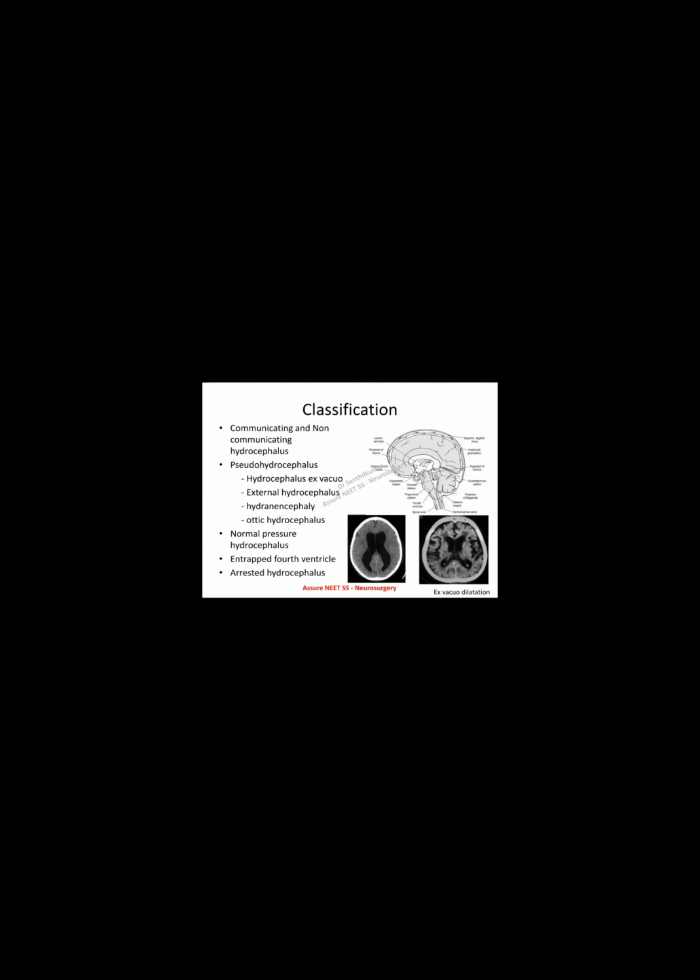So, does communicating hydrocephalus occur in periaqueductal tumors? No, because periaqueductal tumors means the tumor is located in the aqueduct region, which is between the fourth ventricle and third ventricle. So it blocks the ventricular flow. So the CSF is not communicating to the subarachnoid space. So it is an obstructive hydrocephalus, that is non-communicating hydrocephalus.